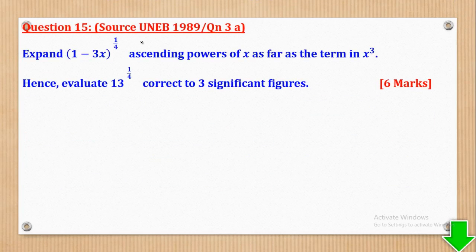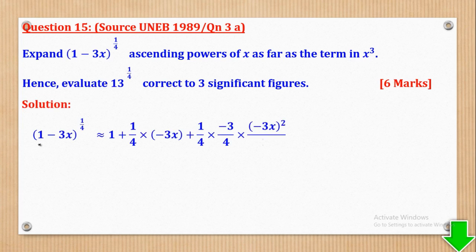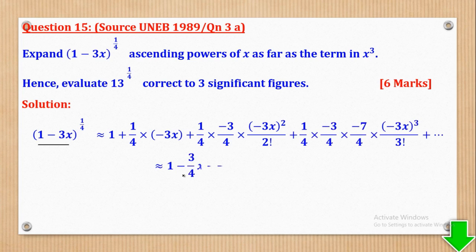Then question 15 came from UNEB 1981-89, paper 1, question 3, and says expand this in ascending powers of x as far as the term in x cubed, and then evaluate 3 to power a quarter, correct to 3 significant figures. So you expand it normally as we have always been doing. Then use the calculator to simplify to come up with that expansion.